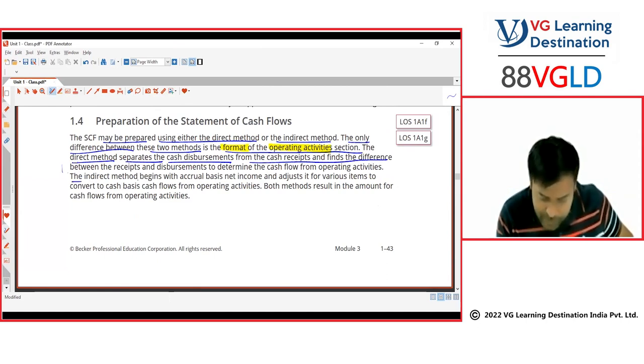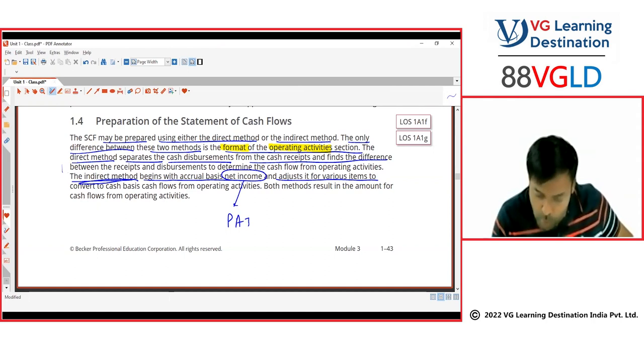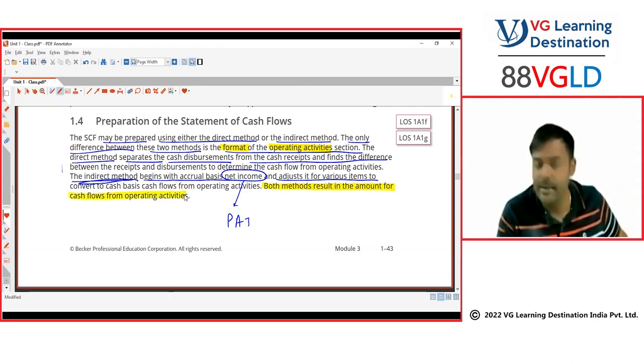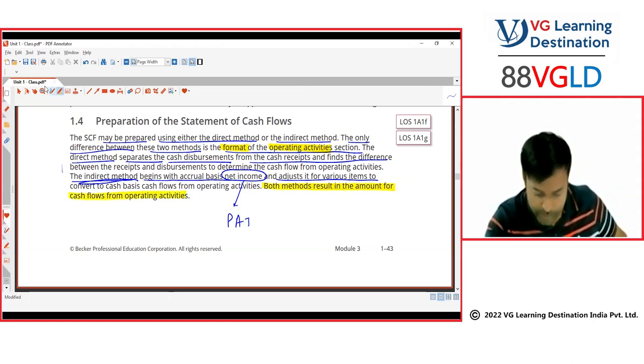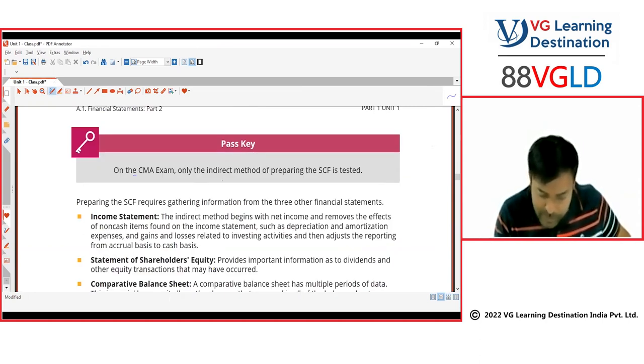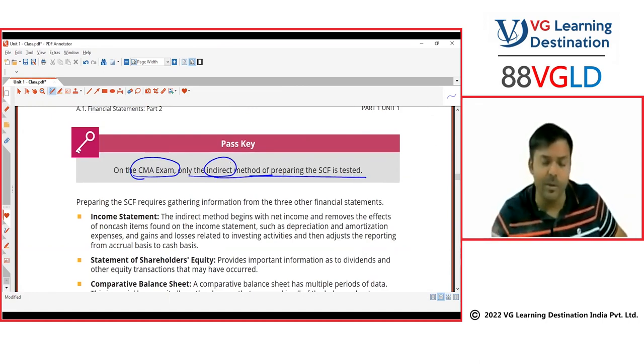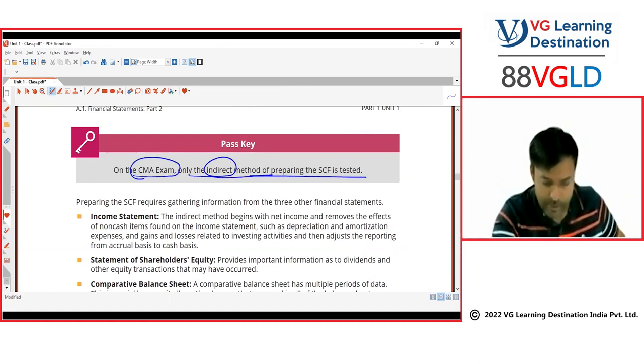The indirect method, everyone, begins with the accrual basis net income. Net income means PAT, and we adjust for the various items. Both methods result in the same amount for the cash flow. No change, the amount is going to be exactly the same. On your CMA exams, guys, only the indirect method is going to be there. So we are not going to discuss the direct method. I'll discuss only the indirect method with you.